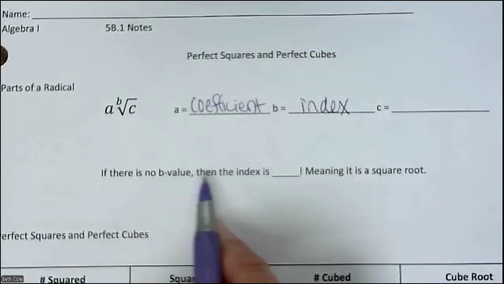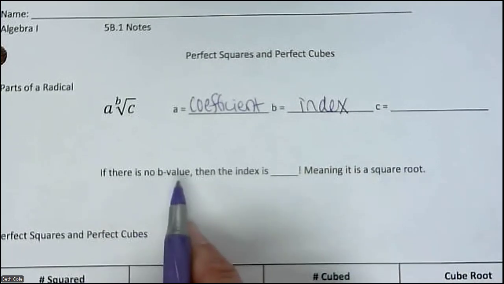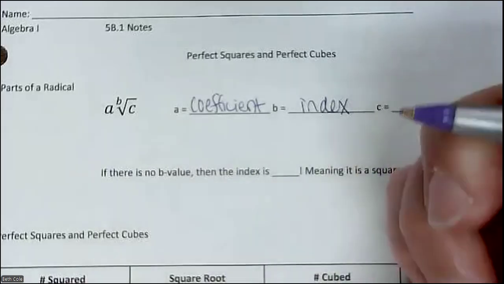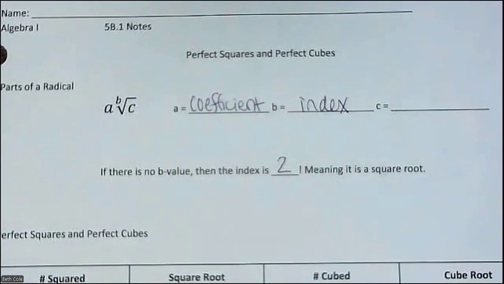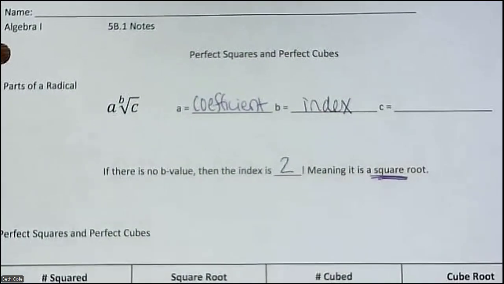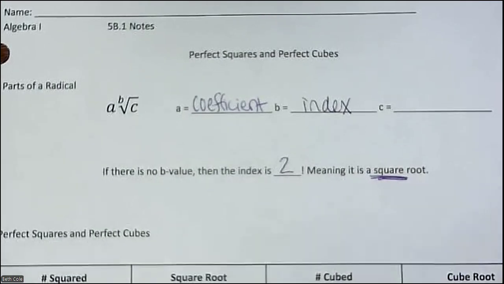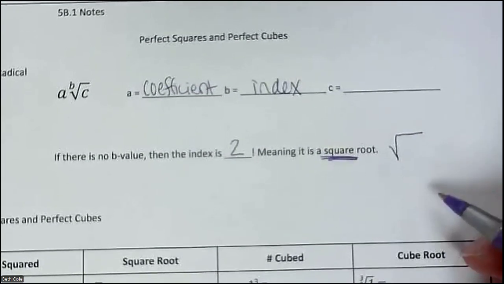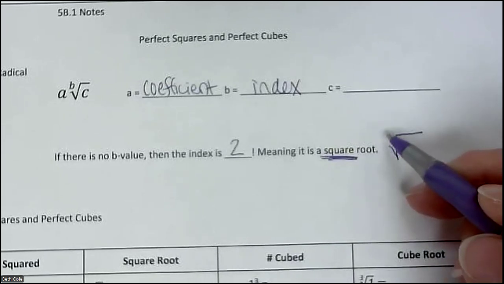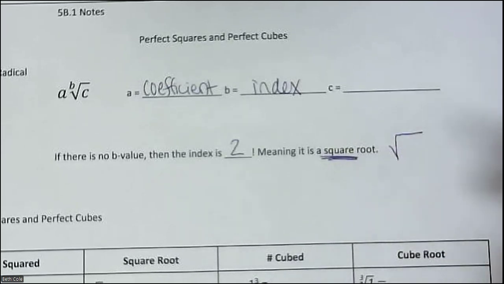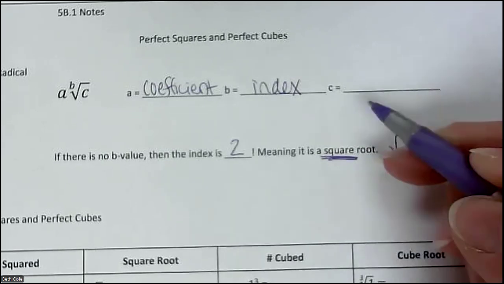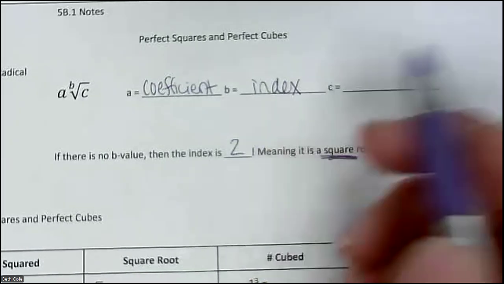And I'm going to go ahead and just explain this right here. If there's no index written, then it's understood to be 2 and it is a square root. So if you don't see an index, like if it just looks like this, do you see how that's a square root? We don't put a little 2 there. I was explaining about the index.